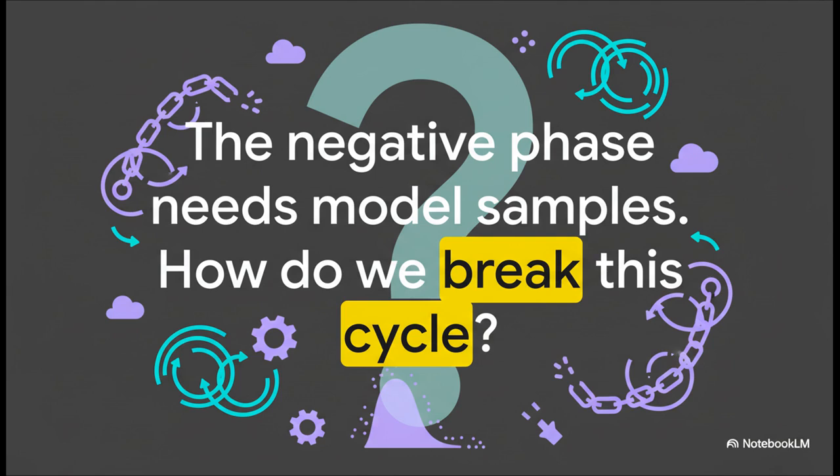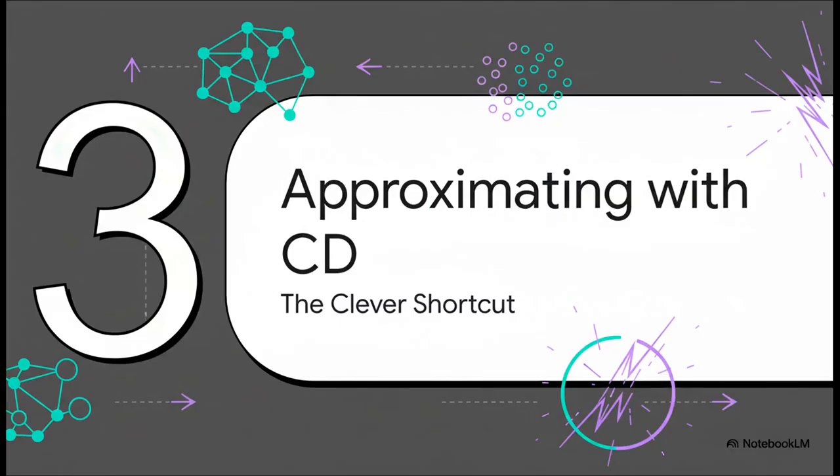And to get a good sample, you usually need something like Gibbs sampling, and you have to let it run until it settles, which is super slow, and the whole thing still kind of depends on that Z we were trying to get away from in the first place. It feels like a total catch-22.